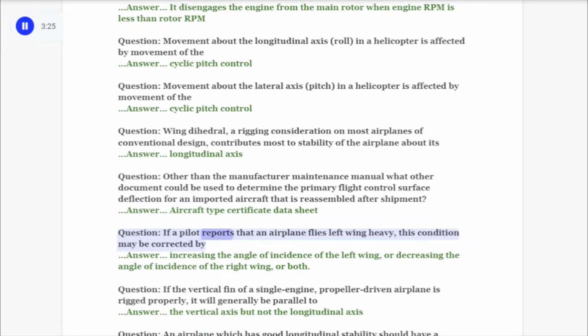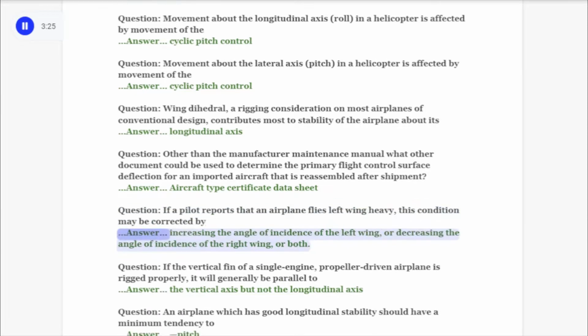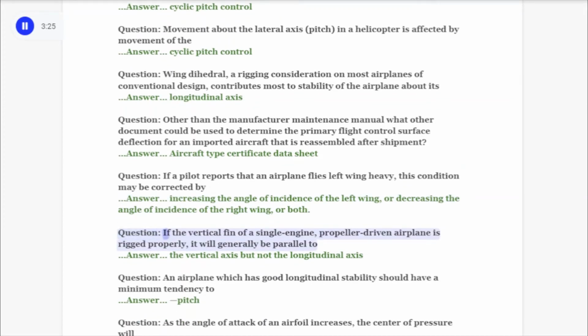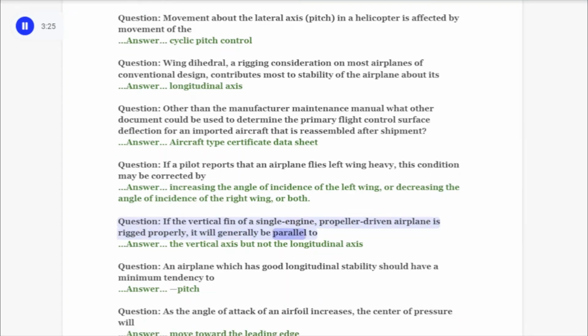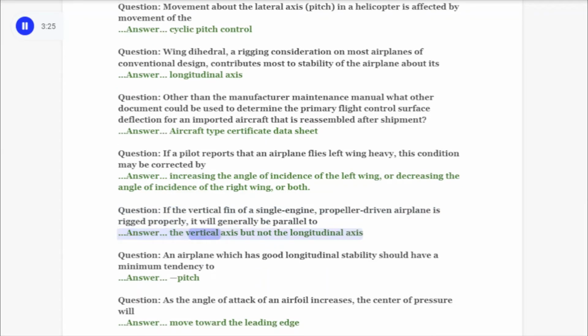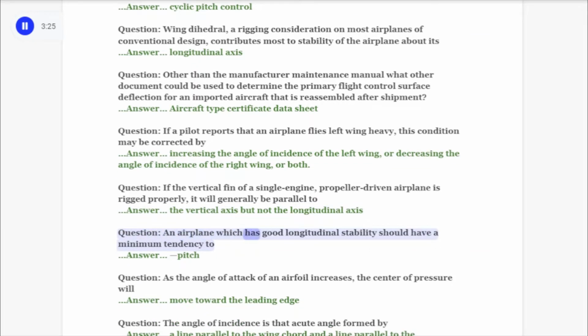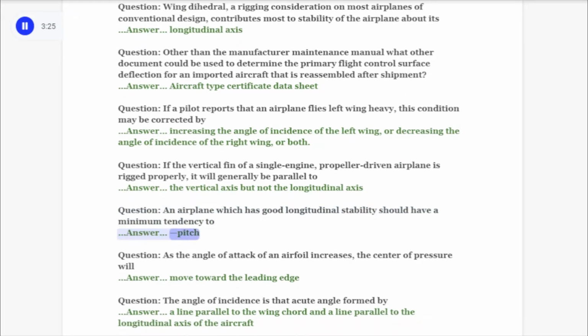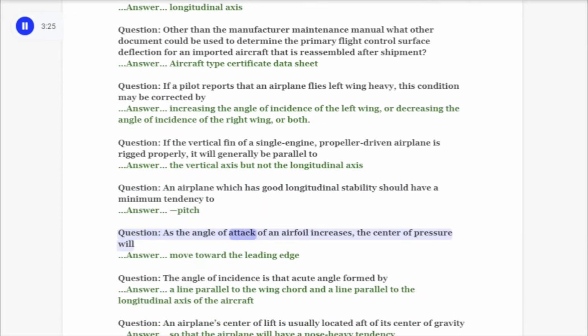Question: if a pilot reports that an airplane flies left wing heavy, this condition may be corrected by? Answer: increasing the angle of incidence of the left wing, or decreasing the angle of incidence of the right wing, or both. Question: if the vertical fin of a single-engine, propeller-driven airplane is rigged properly, it will generally be parallel to? Answer: the vertical axis but not the longitudinal axis. Question: an airplane which has good longitudinal stability should have a minimum tendency to? Answer: pitch.